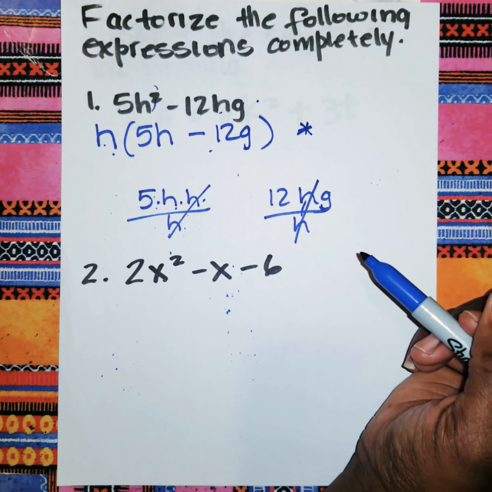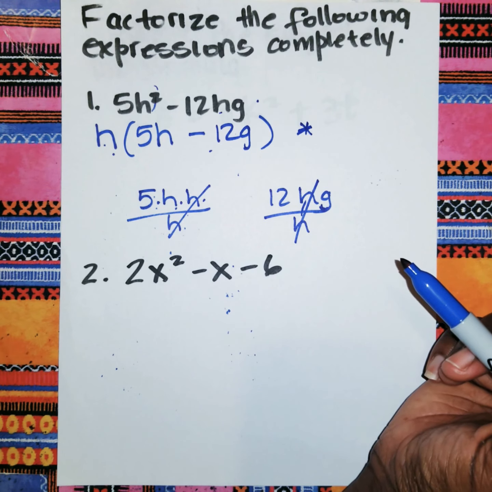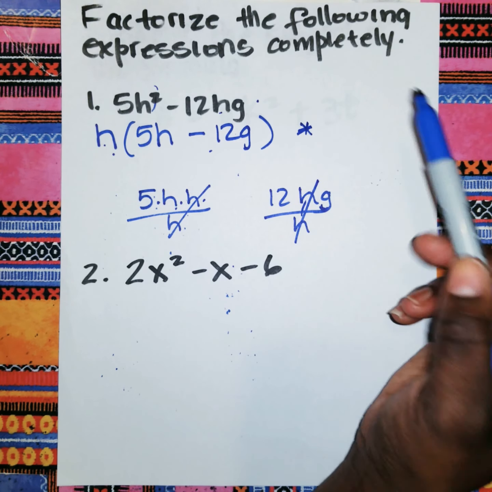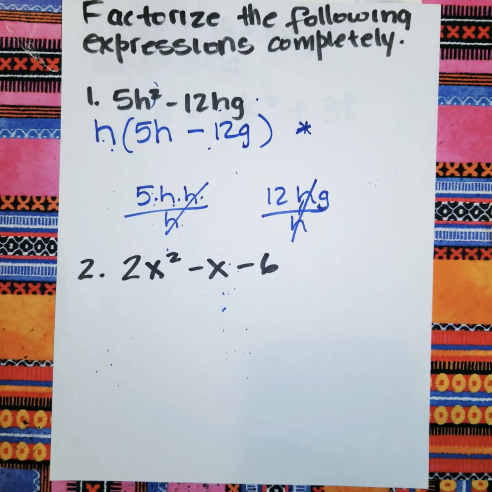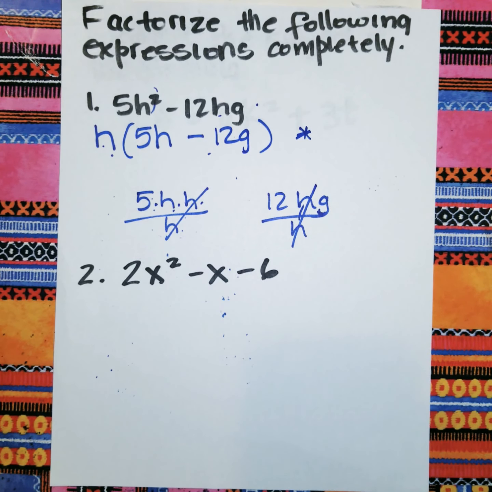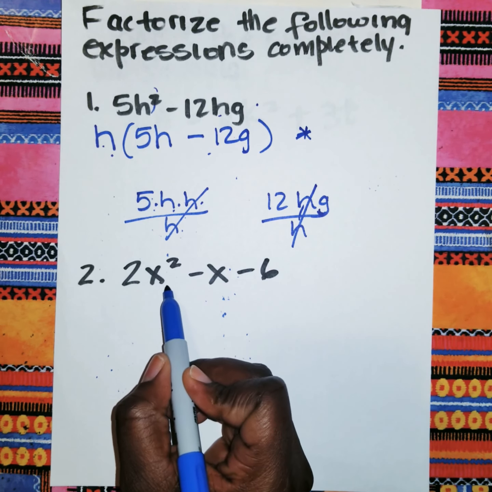So the second part says 2x squared minus x minus 6. So the same instruction applies. We need to factorize. So for this one, guys, you see that it's in a quadratic form. How do I know? The highest power of x is 2.